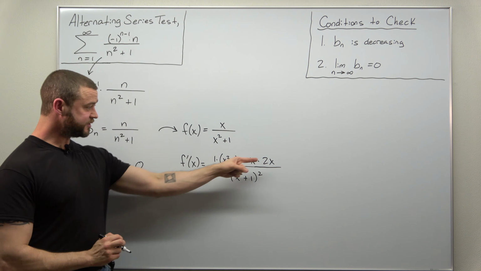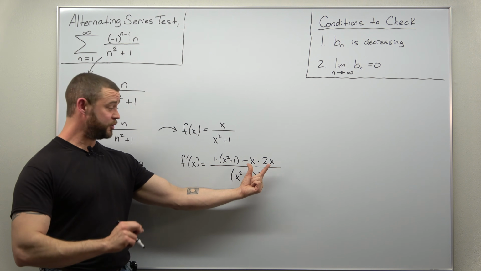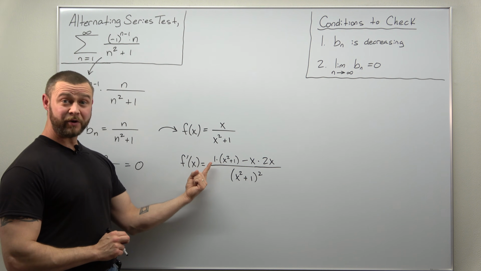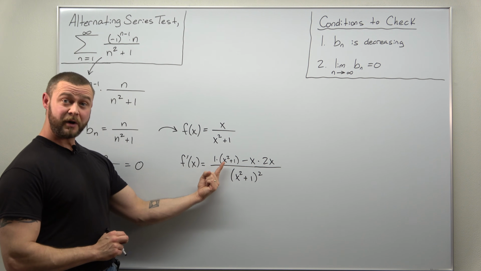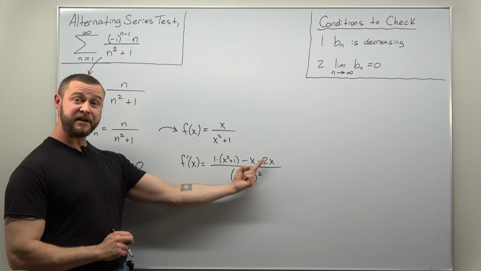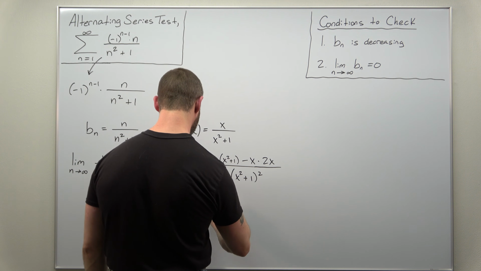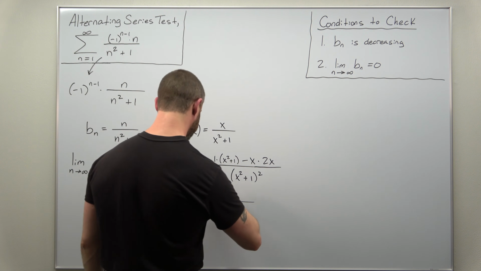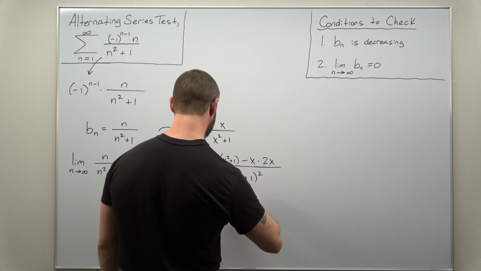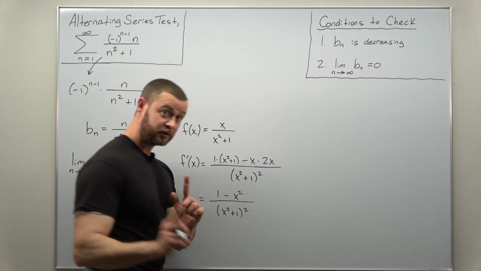Now you can go ahead and simplify this. Notice this term here, you can multiply that to get 2x squared. We don't really need the parentheses in the multiplication by 1 here. And what we're left with is x squared minus 2x squared. That's negative x squared. Don't forget the 1 in the parentheses. That numerator, we can write it as 1 minus x squared, and that's divided by x squared plus 1 squared.